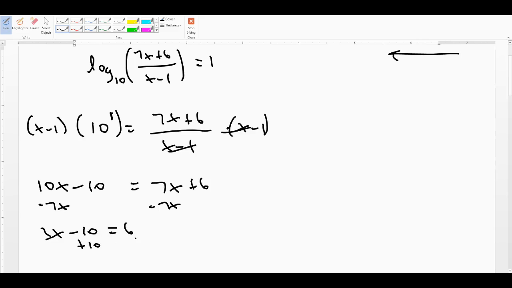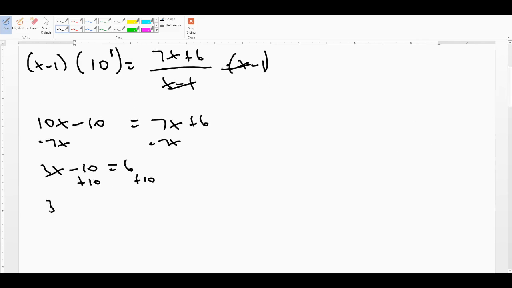Then I add 10 to both sides. And I get 3x equals 16. And then I divide both sides by 3. And I get the answer of 16/3.